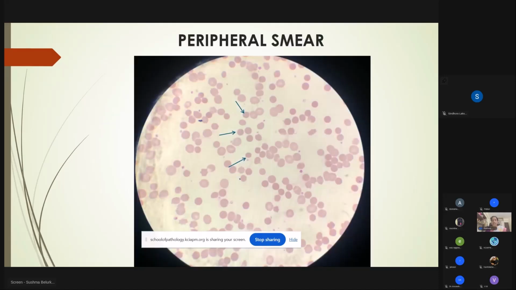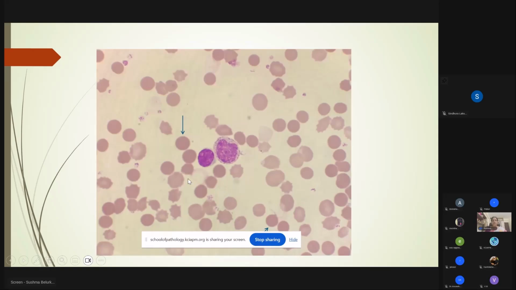So in this patient, this is the peripheral smear. It is a very clear-cut picture. You can see there are a lot of spherocytes, RBCs which are very dense. They don't have central pallor and they are smaller than the surrounding RBCs. So there is an increased number of spherocytes in the smear and there is polychromasia. You can see there are large polychromatophils. This is a higher magnification showing the spherocytes.